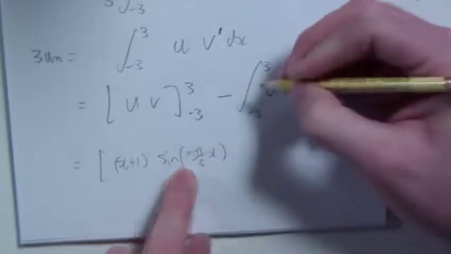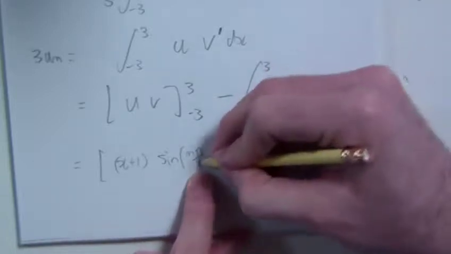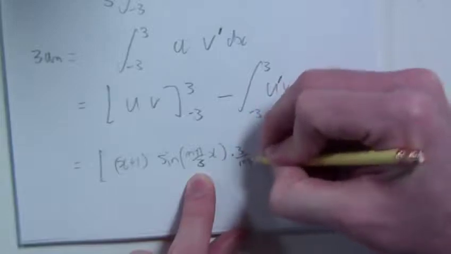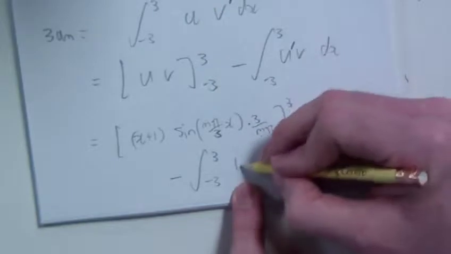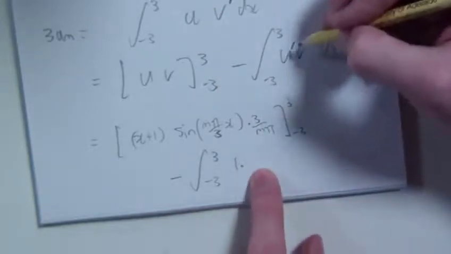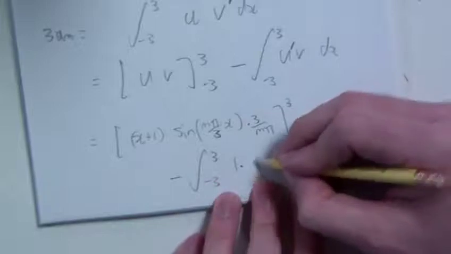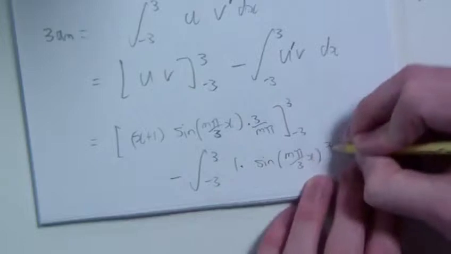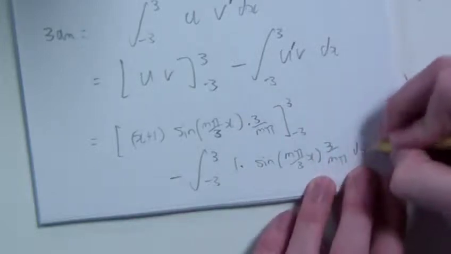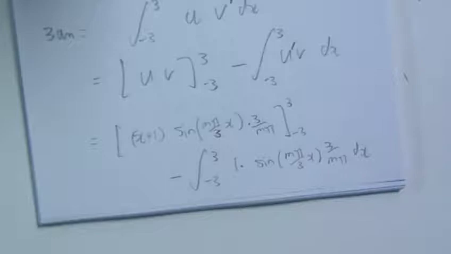And I'll have to divide by that constant because I'm integrating. So that would be 3 on m pi, and that'll be from minus 3 to 3. And then this bit is the u dashed, which is 1, and the v is the integral that I've just calculated, which is sine 3x 3 on n pi dx. Okay, so let's investigate this a little further.